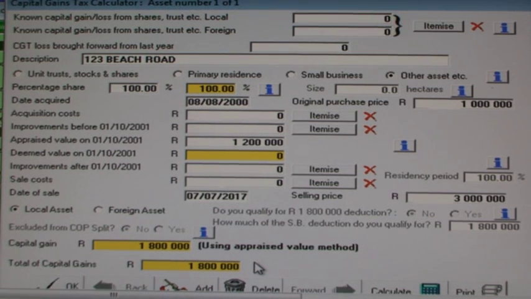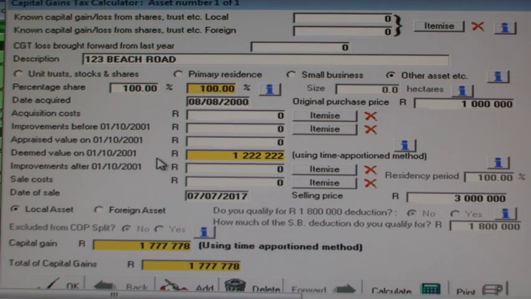Let's get rid of the valuation amount and ask the calculator to work out a deemed valuation for 1st of October 2001. The calculator has used the formulas in the 8th schedule to work out a deemed value for the asset on 1st of October 2001. How did it do that? Well, it's a bit simpler than it may seem.